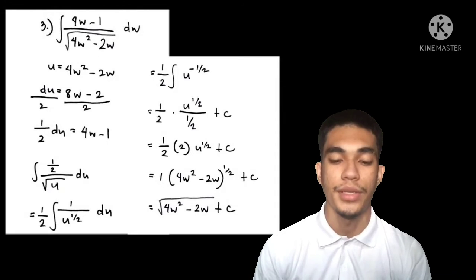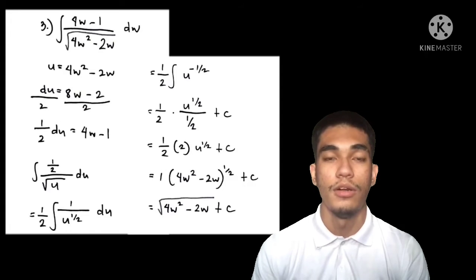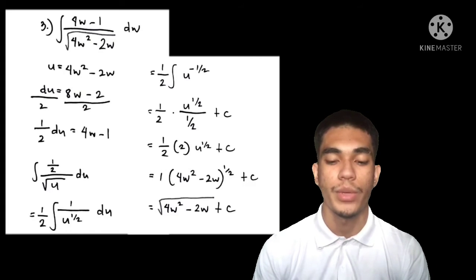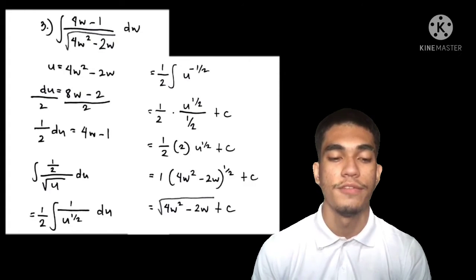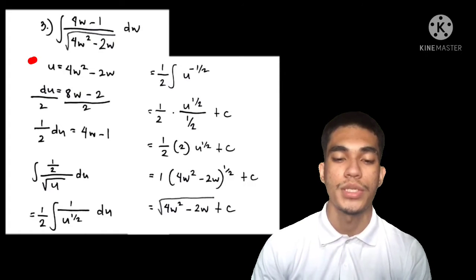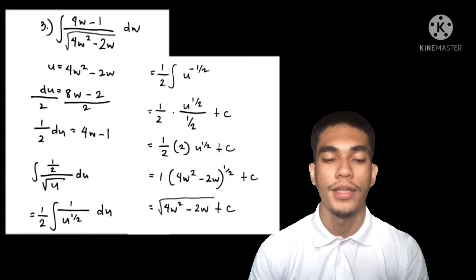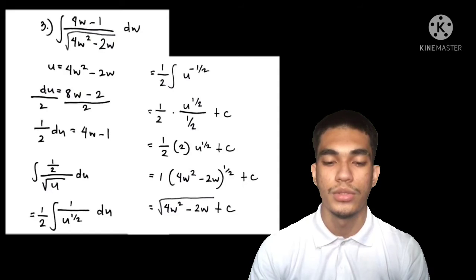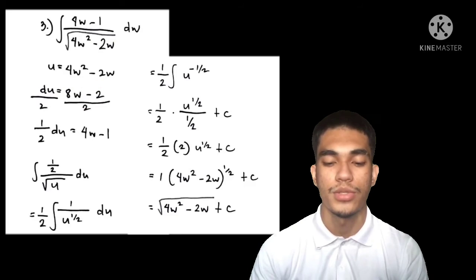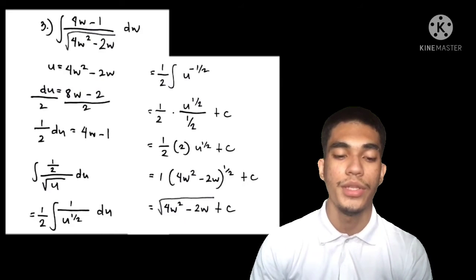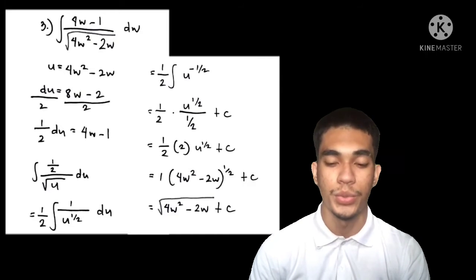For problem number 3, we have the integral of 4w minus 1 all over the square root of 4w squared minus 2w dw. First, we need to get our u, which is 4w squared minus 2w, and we will find the value of our du. So we need to differentiate our u, which gives 8w minus 2. Now, since our du can't match our numerator, we need to divide it by 2.